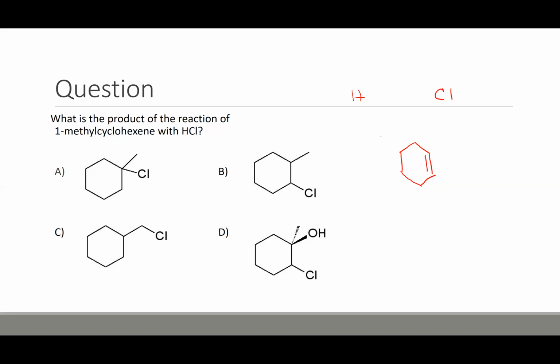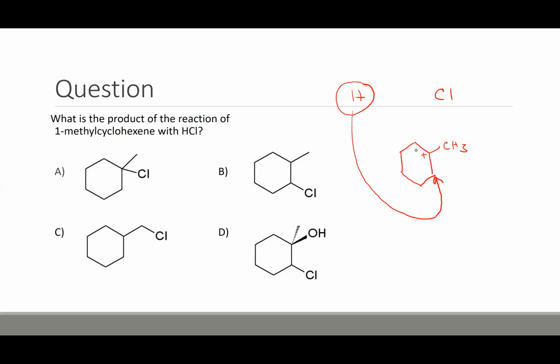Remember, I can always number any way on these rings. I'm going to put it here. We'll call this our methyl group. Okay, so here is our ring based on the name. When adding our hydrogen first, we're going to get rid of our double bond and form a carbocation on the opposite position, on the position that is more substituted. So our carbocation should form here, and the hydrogen will add here.